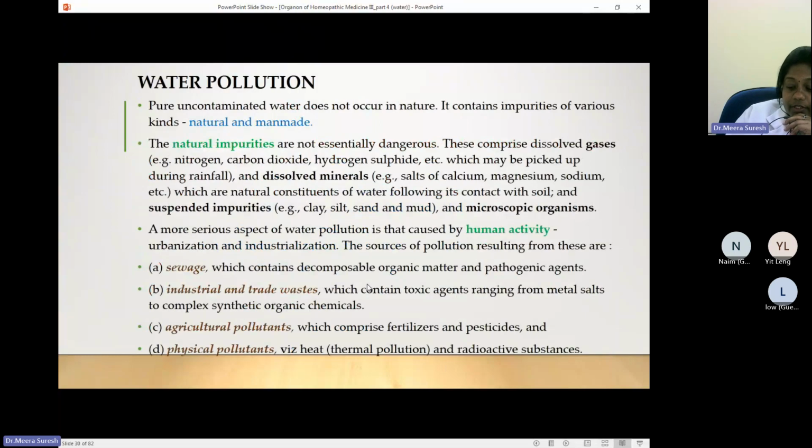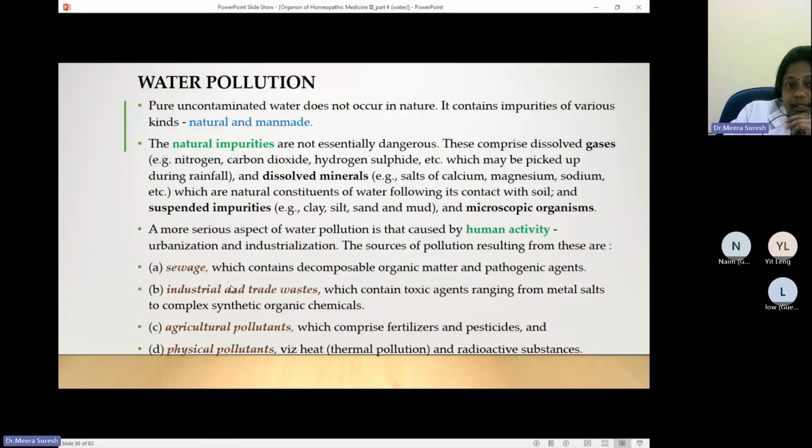So regarding the water sources, the question that can come is what are the different sources of water, and then I may choose one of them and ask you to explain the characteristic advantages and disadvantages of that particular water. That's one way of asking the question from that portion. So now we go towards water pollution.